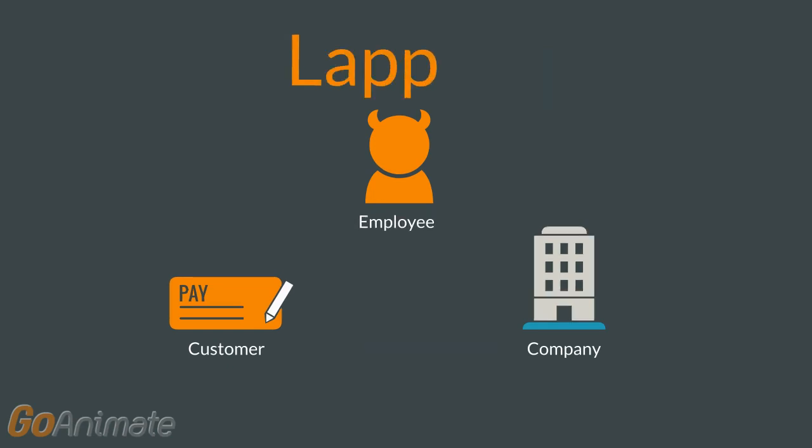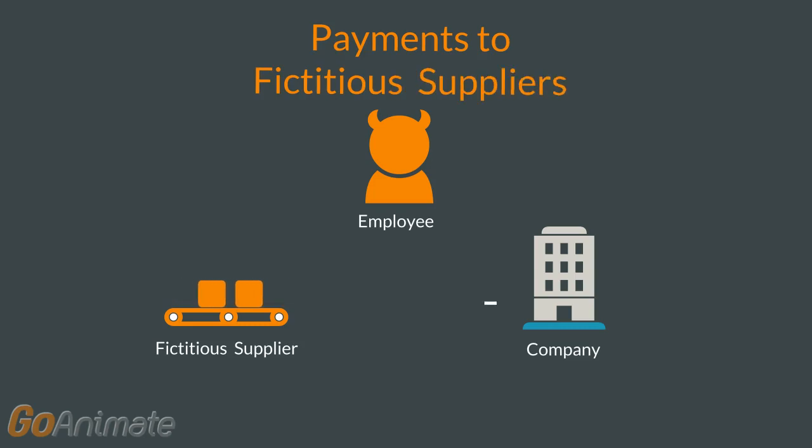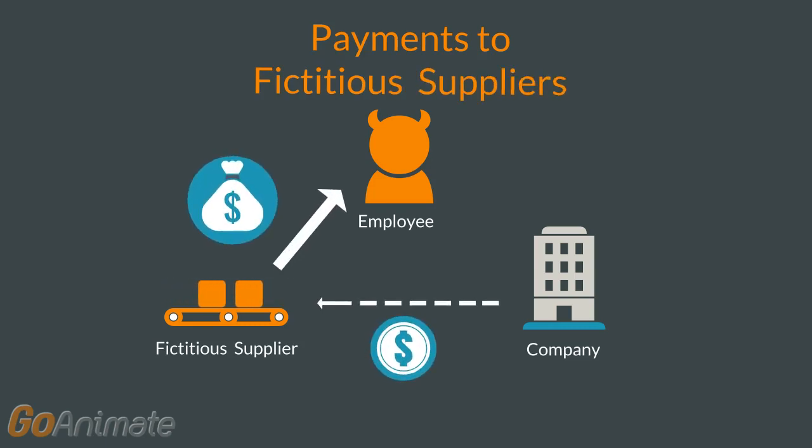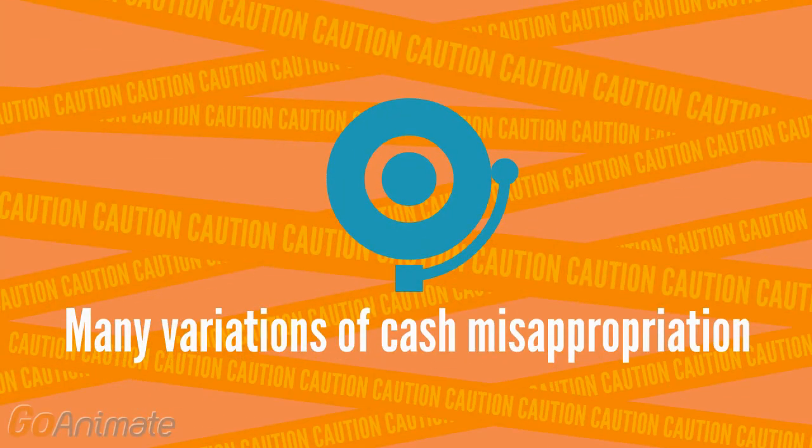Employees can also misappropriate cash after it's been booked into the accounts, by reversing a sale or by recording a fraudulent return. Cash can also be stolen through payment schemes to fictitious suppliers or payments for fictitious invoices. Other asset misappropriation happens in a variety of different ways, but concealing it can be tricky.